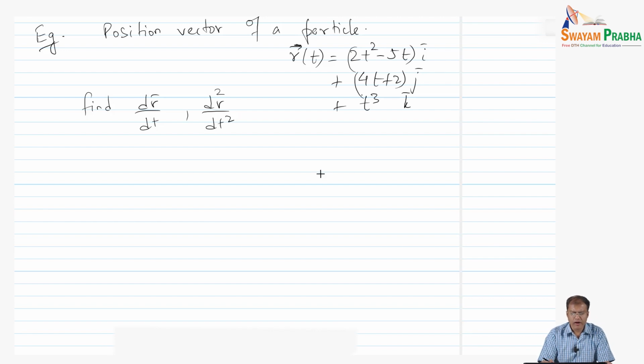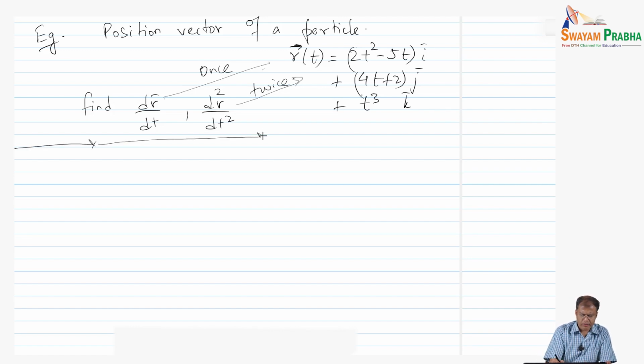So we need to find the rate of change of the position, which is the velocity, and the rate of change of the velocity, which is the acceleration. And this will involve a quick and dirty differentiation of this position vector once and twice. Okay, and that is going to give us the result. So then here is one quick example, another one.